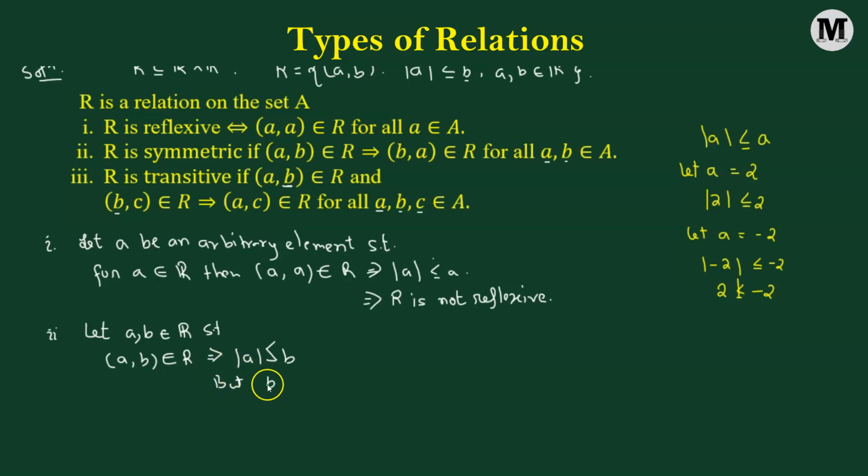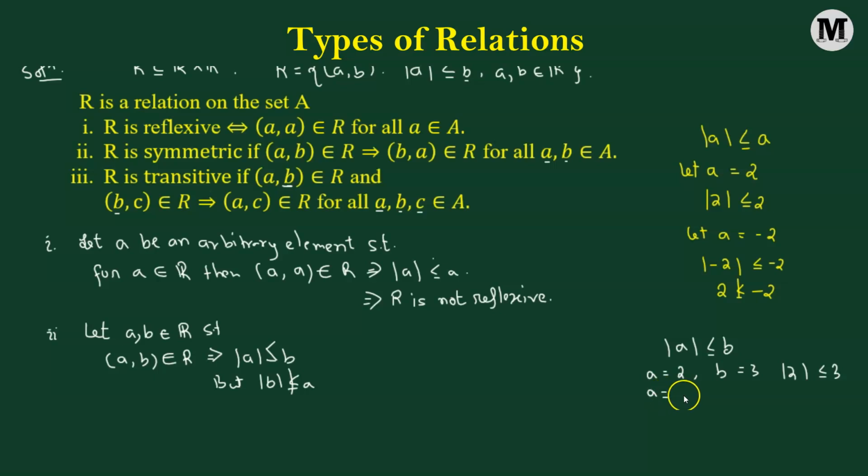this does not necessarily mean that absolute value of B is less than or equal to A. This is not necessarily true. So let's check this with the help of an example. We are saying that absolute value of A is less than or equal to B. So here we have A and B, two numbers. If we consider positive values, A equal to 2 and B equal to 3, this makes perfect sense. Absolute value of 2 is indeed less than or equal to 3. Fine. 2 is less than 3.